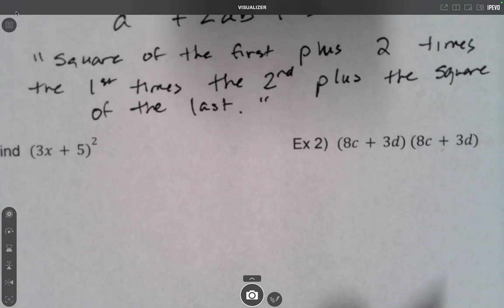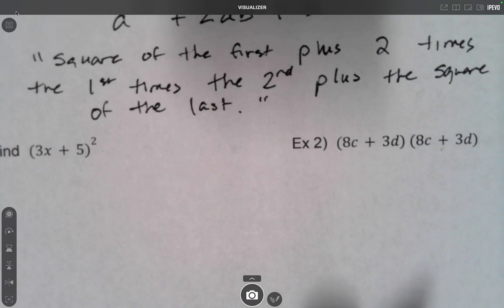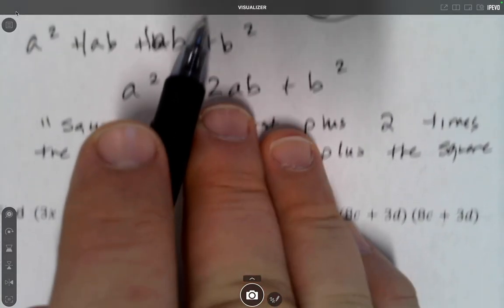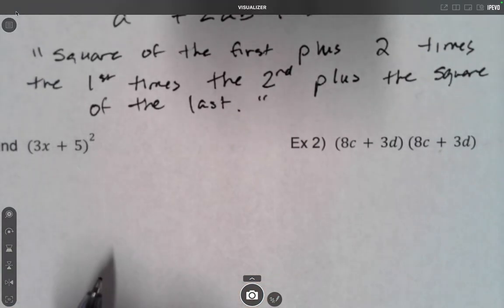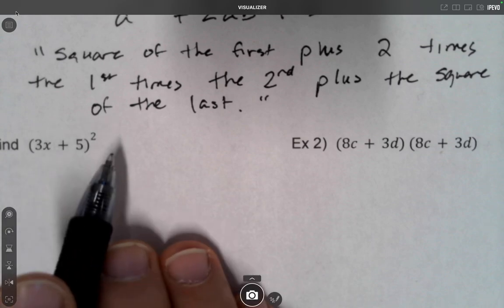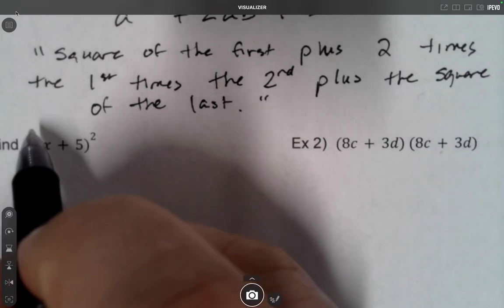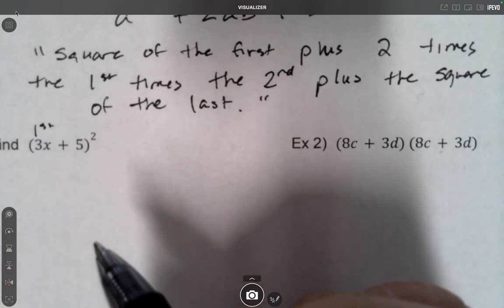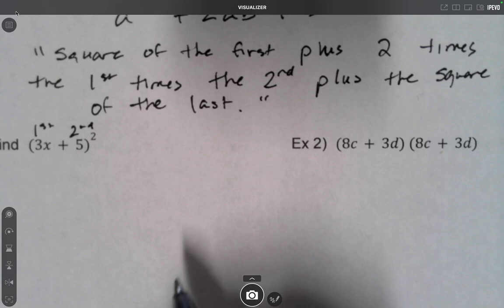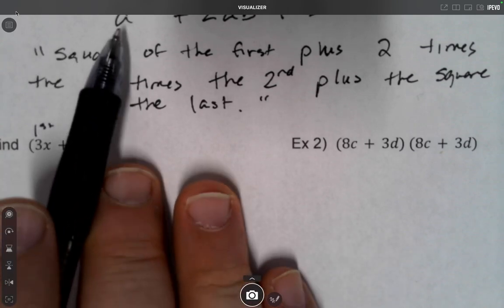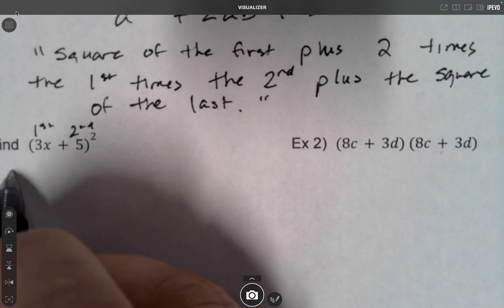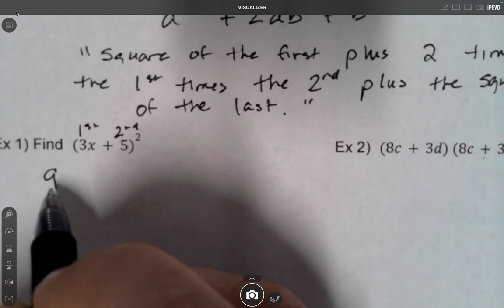So let's try to remember that as we try these two examples. So it could be written just like it was written right here, where you just see the sum and it says squared. So you know what that actually means is 3x plus 5 times 3x plus 5. So this is the first, the 3x. This is the second, the 5. So we do the first squared, so 3x squared. 3 squared is 9, x squared is x squared.